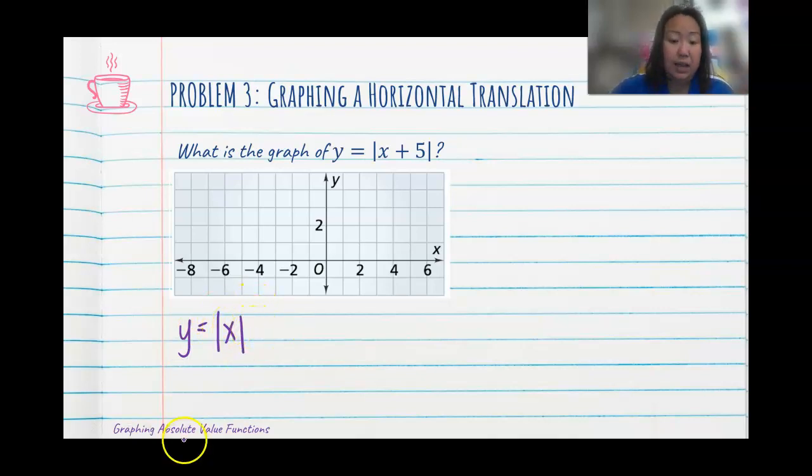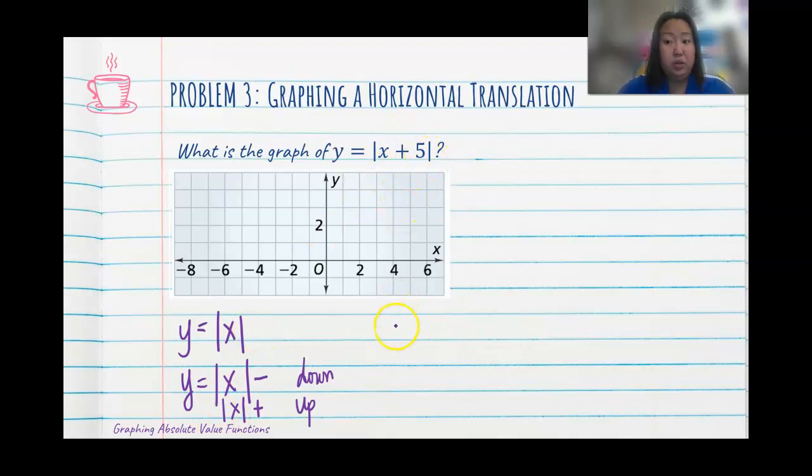From the previous examples that we have mentioned, you will notice that you have your addition or you have your subtraction. So it was like this, right? If you have absolute value of x minus something, this is going to go downwards. If you have absolute value of x plus something, then it's going to go upwards. Now, if you're going to compare these equations to this one, what can you notice?